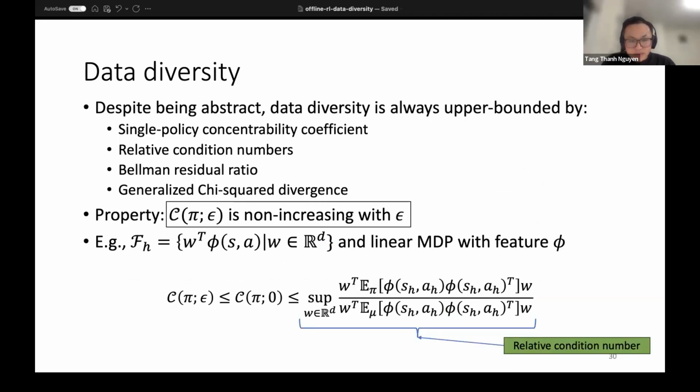Despite being abstract, data diversity is always bounded by the common notions of data coverage in the literature, like the single-policy concentration coefficient, relative condition numbers, and so on. One important property of data diversity is that it is non-increasing with epsilon. It's an easy but also nice property. Let's take a concrete example when the function class is linear with some known feature phi in d dimensions. Then the data diversity of pi with epsilon is always smaller than the data diversity of pi with epsilon 0, which is smaller than this term. And this term is basically the relative condition number, the term that measures the distribution shift between pi and mu, widely used in the literature of offline reinforcement learning in the linear setting.